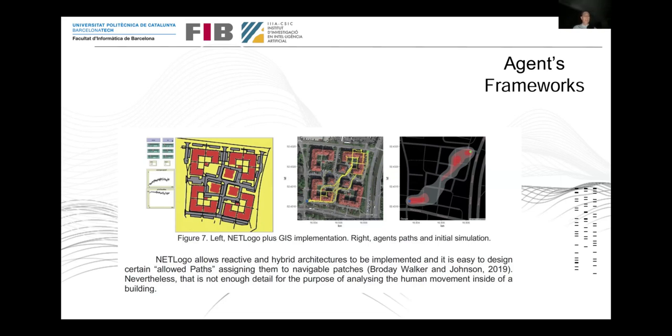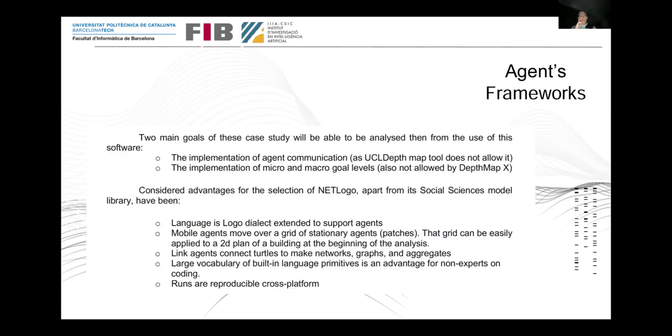NetLogo uses the Logo language. And two main goals for the framework, once validated, were implemented. The first one, and the one that was more relevant to us, was the implementation of some sort of agent communication when navigating the space of the museum. The second one was the implementation of two levels of goals: micro goals related to the decision-making process for the movement, and macro goals regarding the main goals implemented as quasi-human beings visiting those spaces.